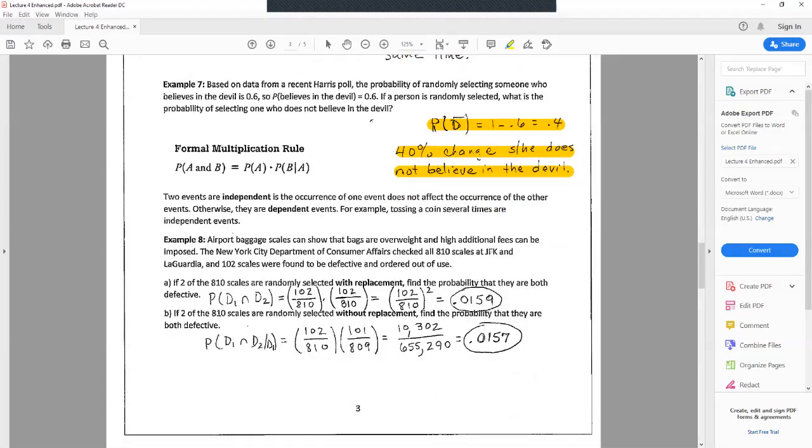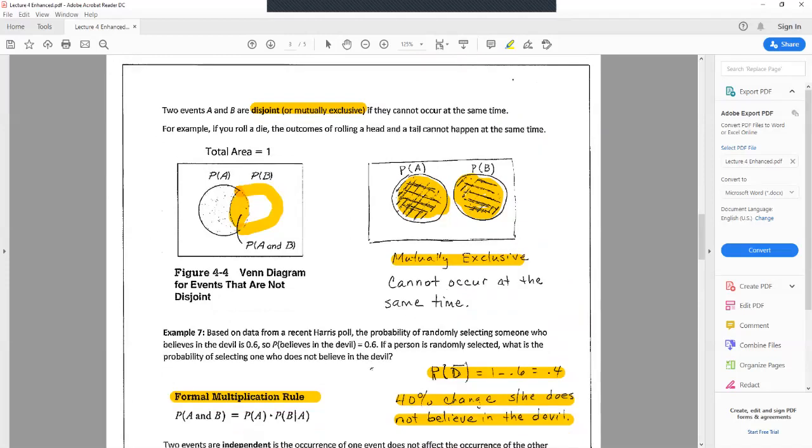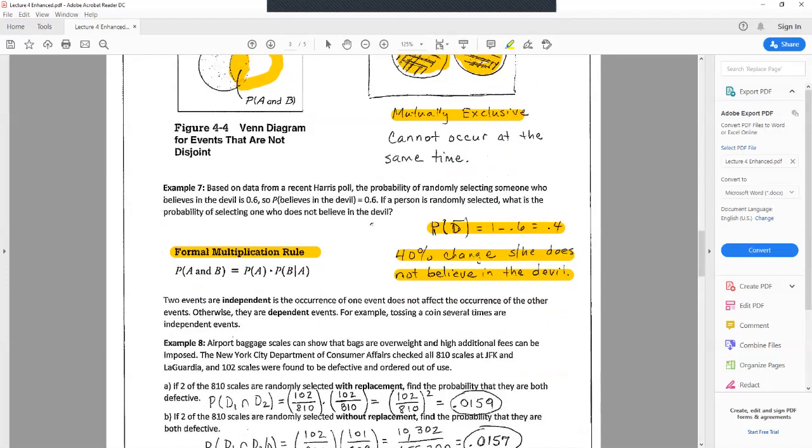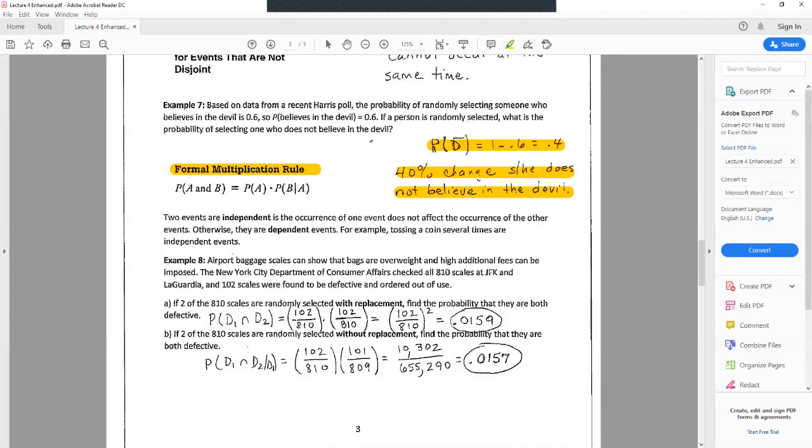Another rule that is very important in probability is the formal multiplication rule. So make sure that you are familiar not only with the formal addition rule that we just did for the drug users, but also with the formal multiplication rule. This is the probability of A and B. Again, when we see the conjunction and, we know we have to multiply. The probability of A and B occurring is the probability of A times the probability of B given A has occurred.